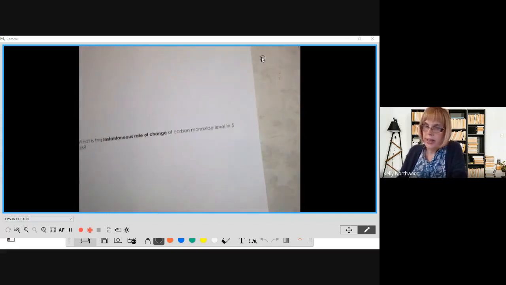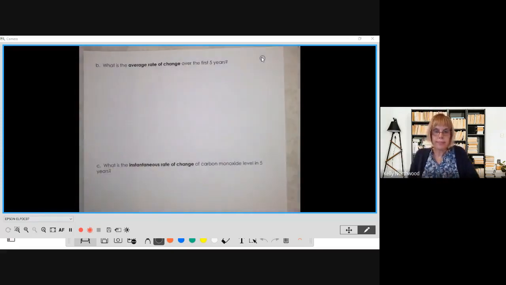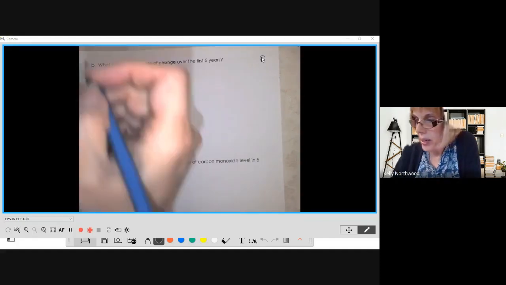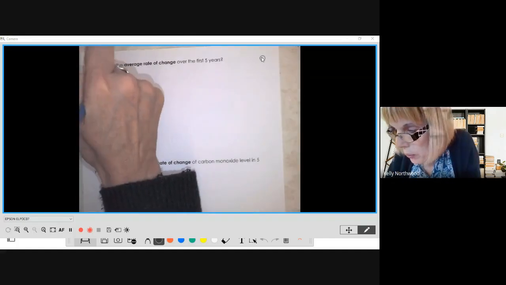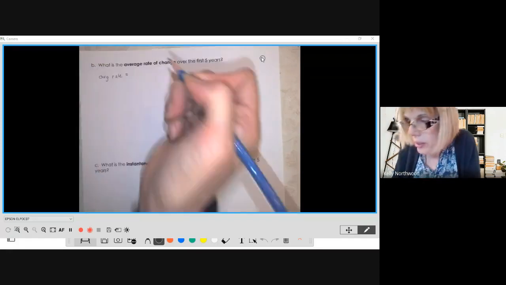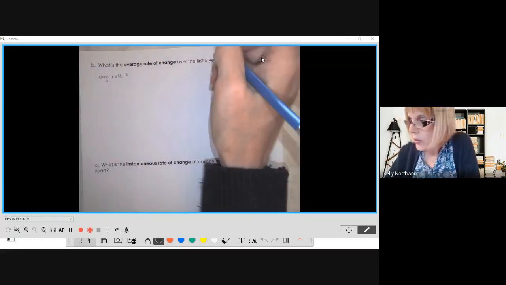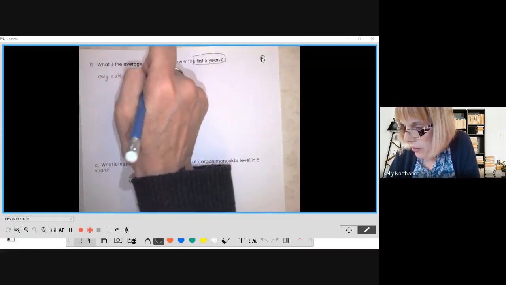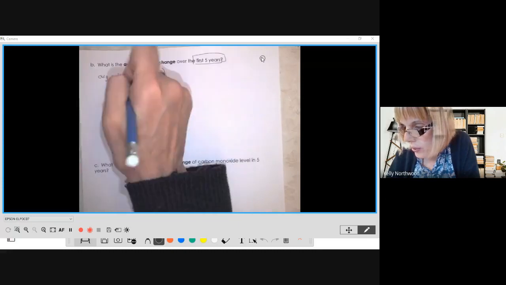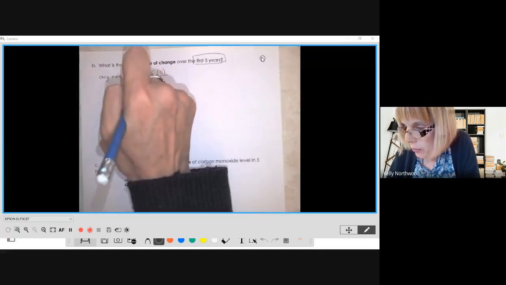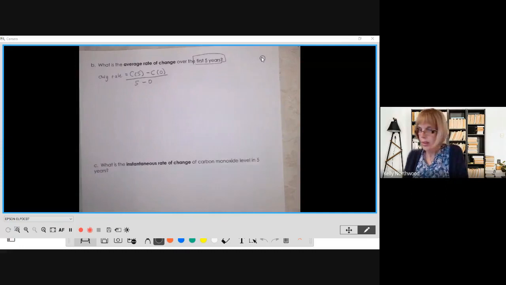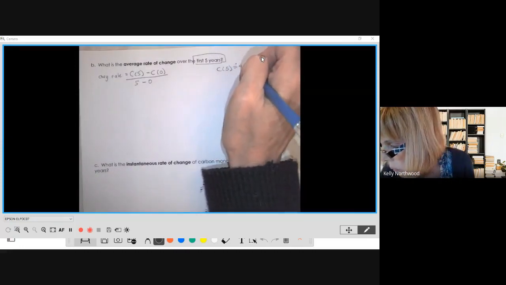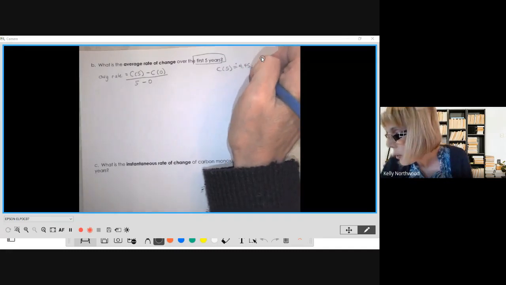What is the average rate of change over the first 5 years? Everyone did a great job with this yesterday. Some people wrote average rate, rate average, lots of different things. For the first 5 years, it's going to be C at 5 minus C at 0 over 5 minus 0. And we just found in our first question that C at 5 was approximately 4.45 parts per million.